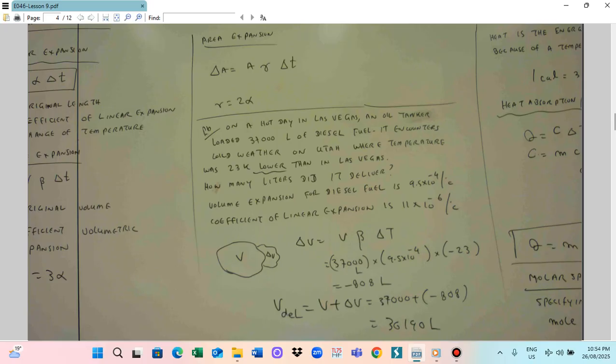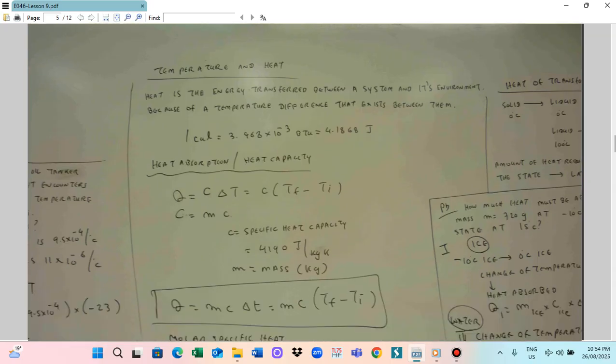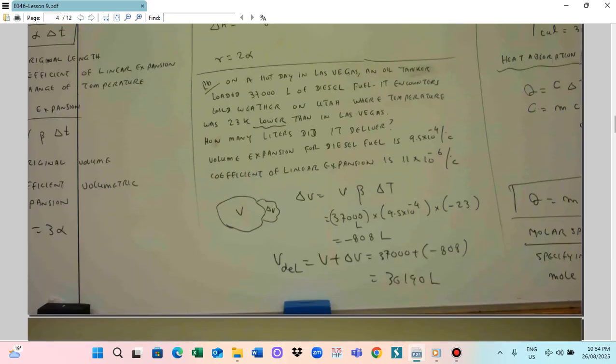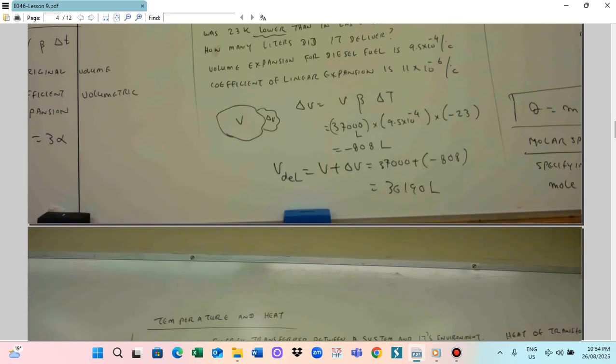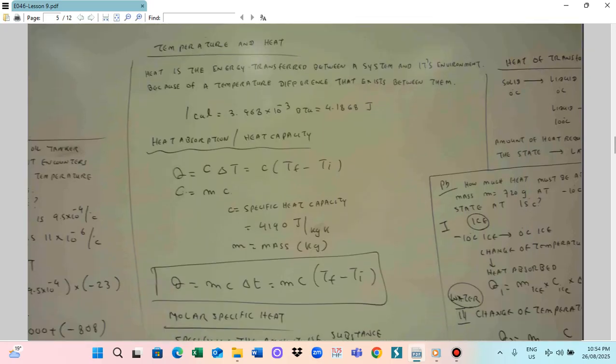So this is for the volume. The volumetric expansion or contraction can be calculated as V plus delta V. In this case, V is the original volume, and delta V is the change in the volume due to the temperature change. So we calculate delta V and add it to the original volume, and you get the total volume delivered by the cycle. So this one we can calculate this way.